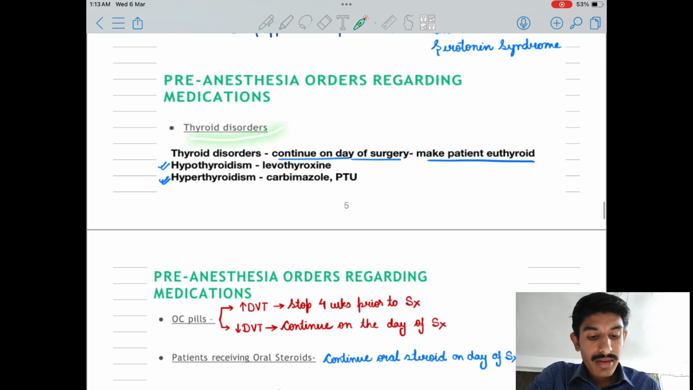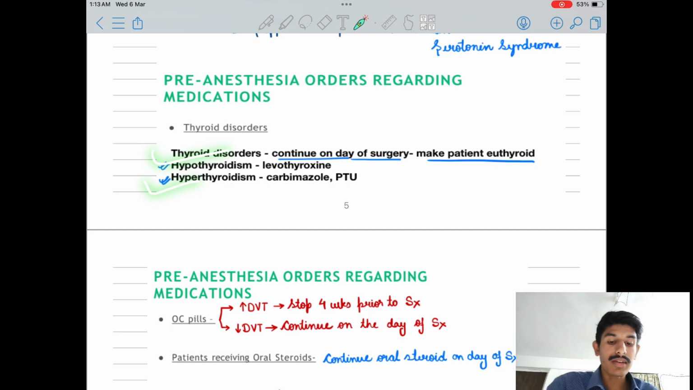The next one is thyroid disorder. You should continue your thyroid medicine, because stopping it can make the patient thyrotoxic, and it will make swallowing and oxygenation more difficult. So if you have hypothyroidism or hyperthyroidism, you must continue those drugs on the day of surgery.